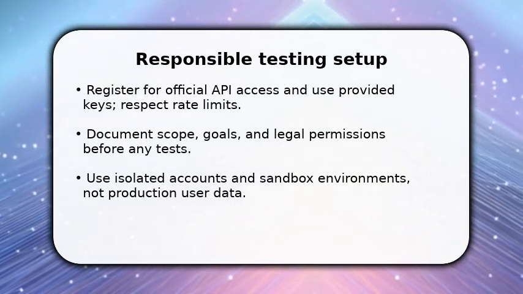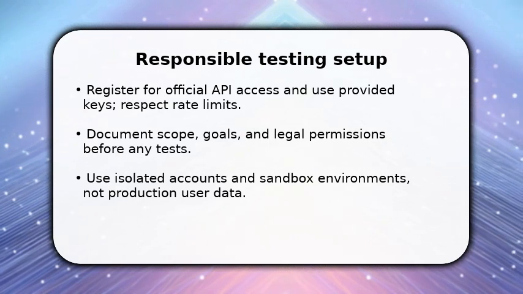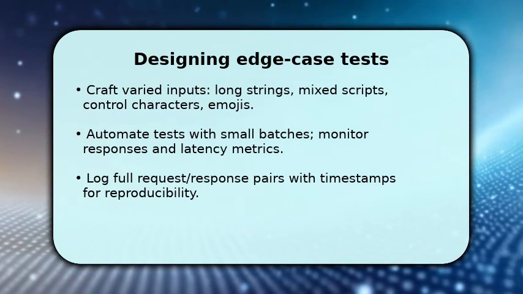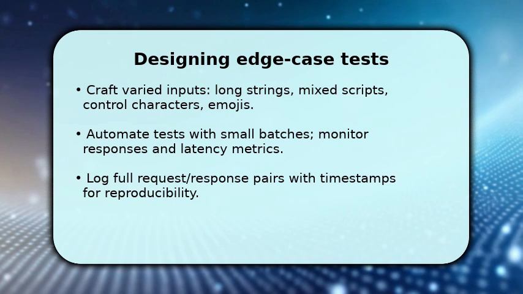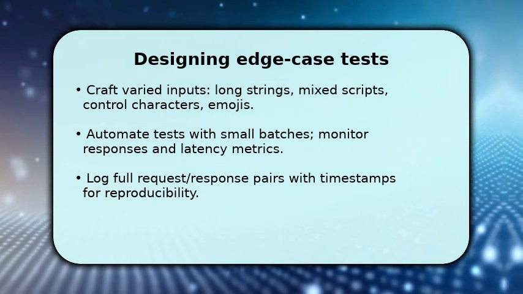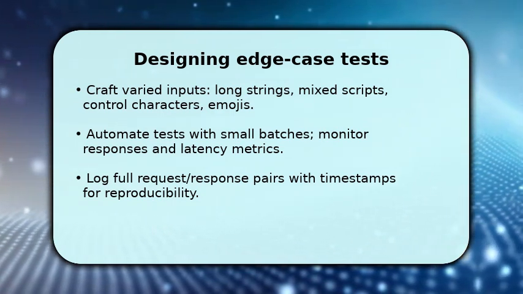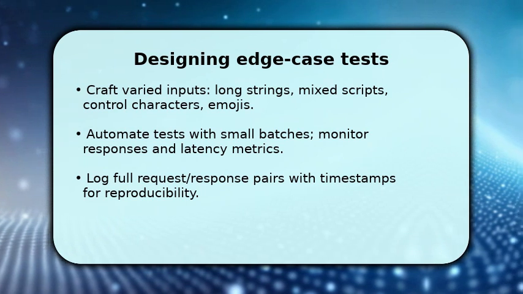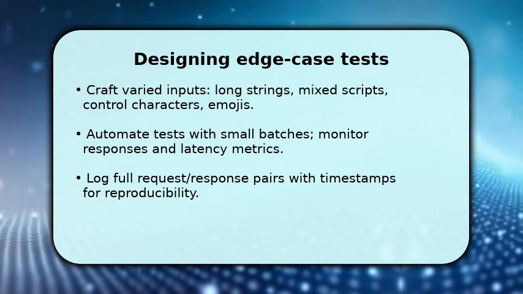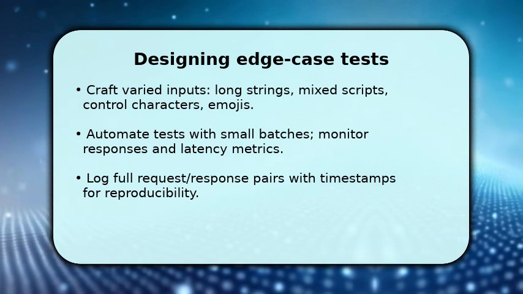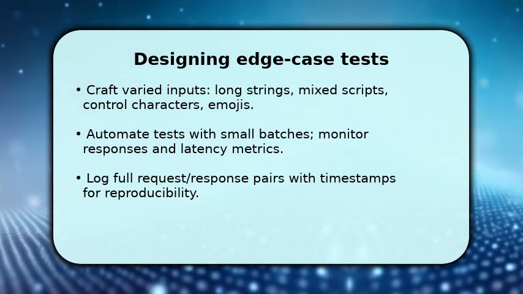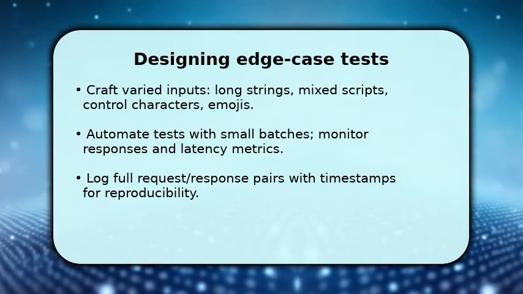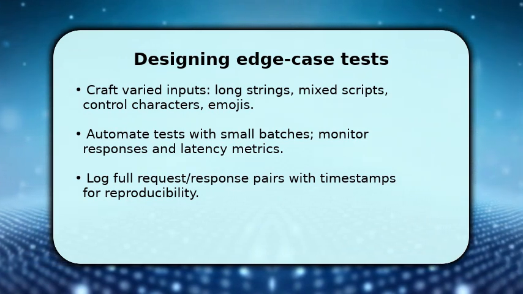You'll move faster and avoid legal or operational problems if you set these basics first. Next, design targeted, non-destructive edge case tests to reveal translation limitations. You should mix long sentences, multiple languages, rare Unicode code points, and control characters while avoiding payloads intended to crash or exploit systems. Once you have cases, automate small, rate-limited batches and collect response text, error codes, and latency. Make sure to timestamp and annotate each run so you can reproduce and explain findings. Doing this methodically helps you isolate behavior without harming the service or violating terms.